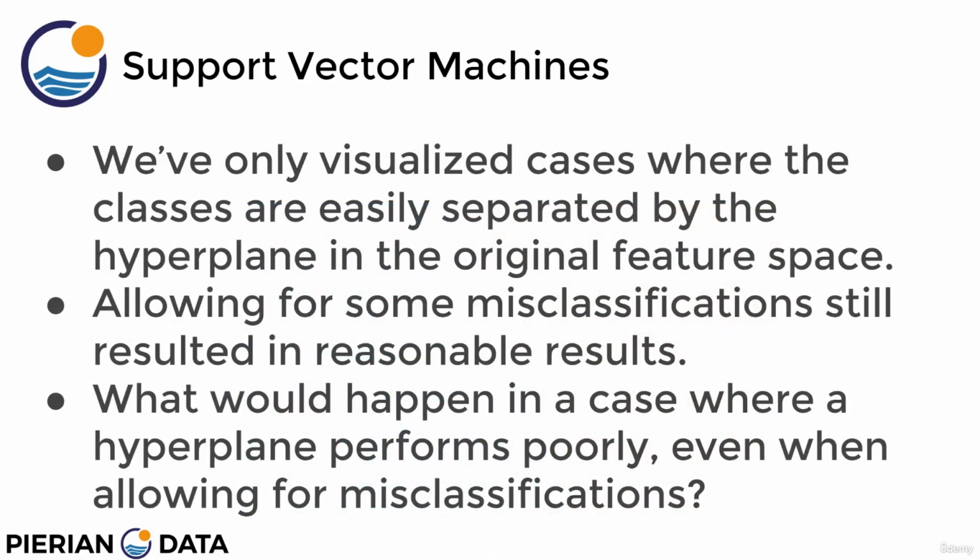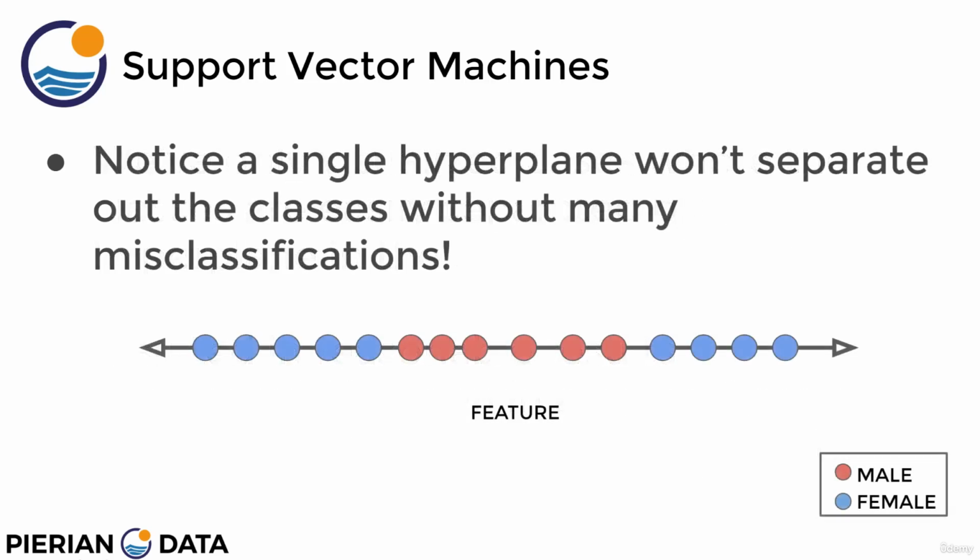Now we've only visualized cases where the classes are easily separated by the hyperplane in the original feature space. Allowing for some misclassifications still resulted in reasonable results. But here's the key question that moves us on from support vector classifiers to support vector machines. What would happen in a case where a hyperplane performs poorly even when we allow for many misclassifications? So for example, let's imagine some sort of general feature that actually resulted in a grouping that looks like this, where we have essentially a middle chunk as some label and then the outside as another label.